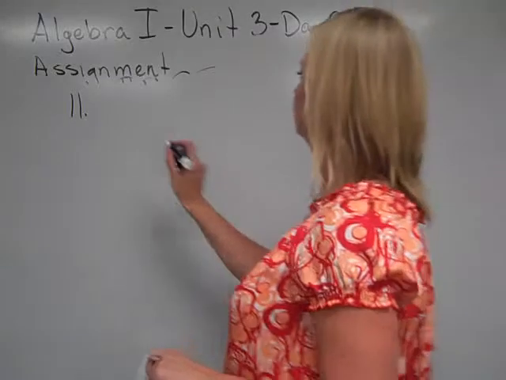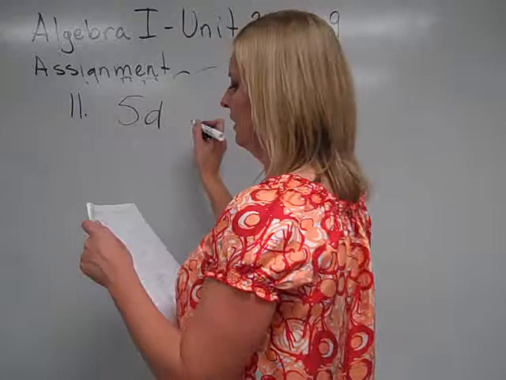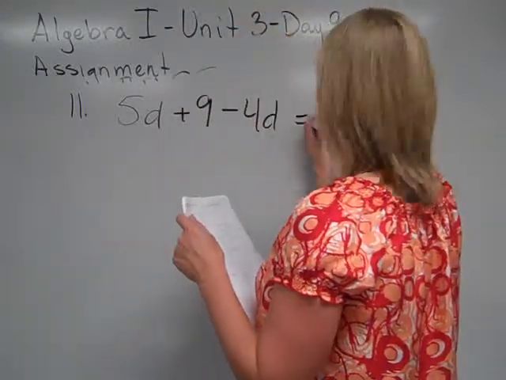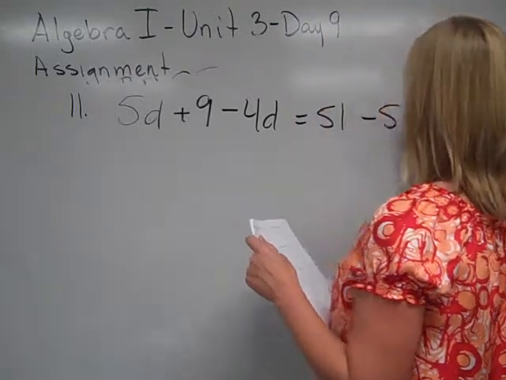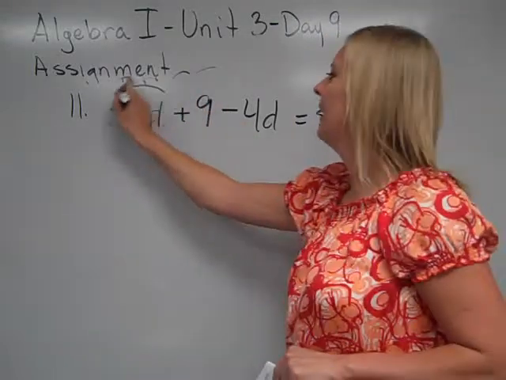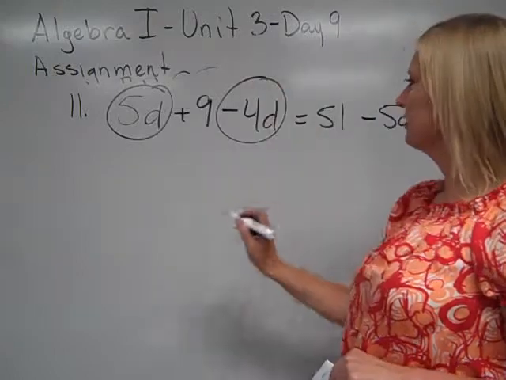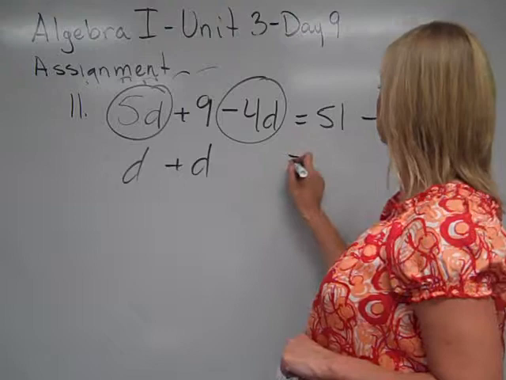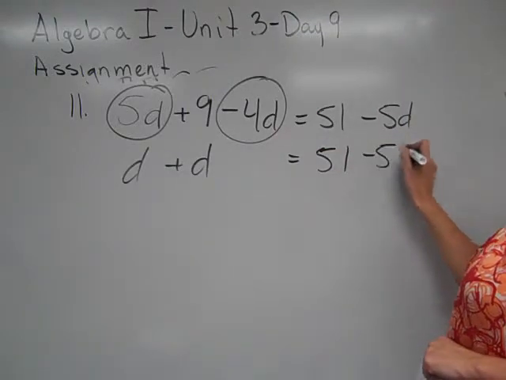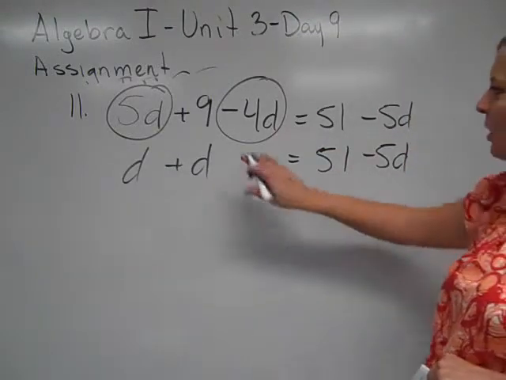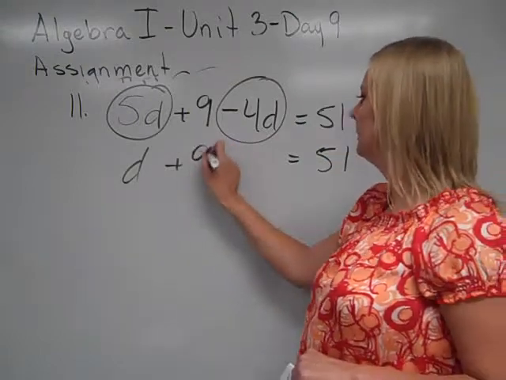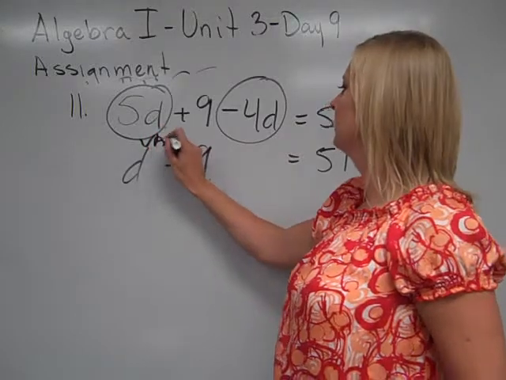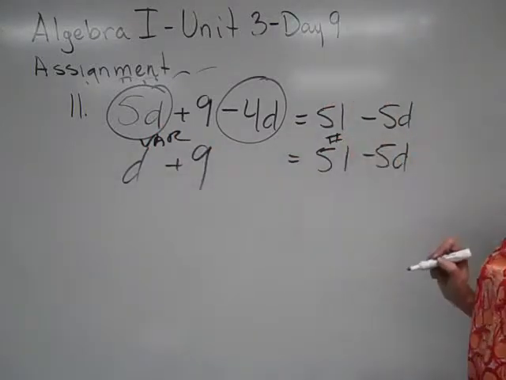All right, number 11. 5d plus 9 minus 4d equals 51 minus 5d. All right, if I have 5d and I take 4d away, I'm left with 1d. Now, oh no, this should be a 9. 9. Let's put all of our variables here and all of our numbers here.